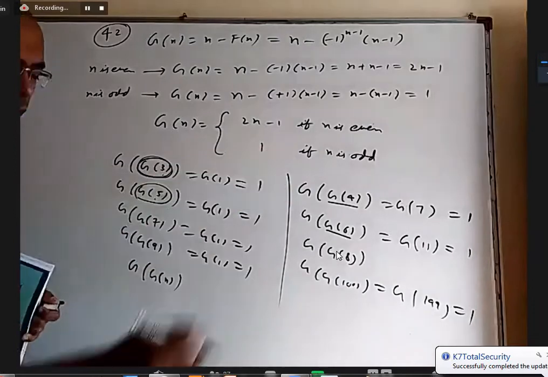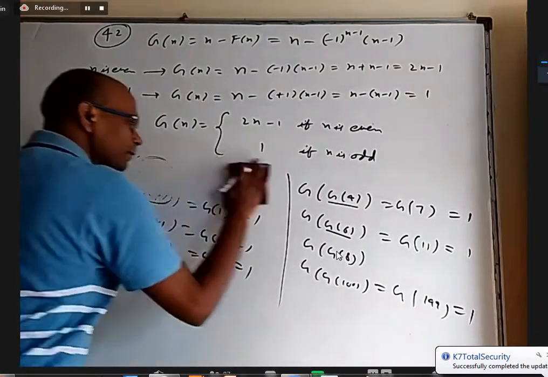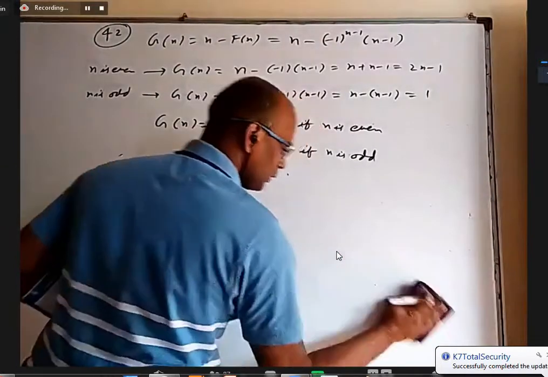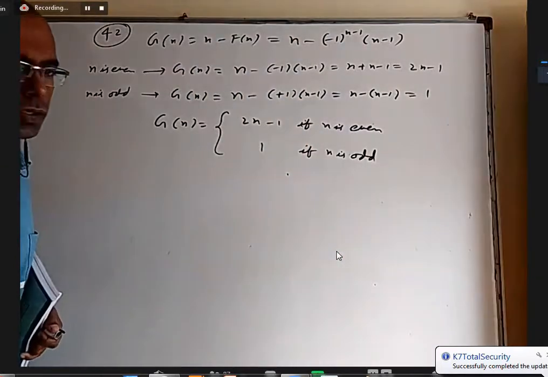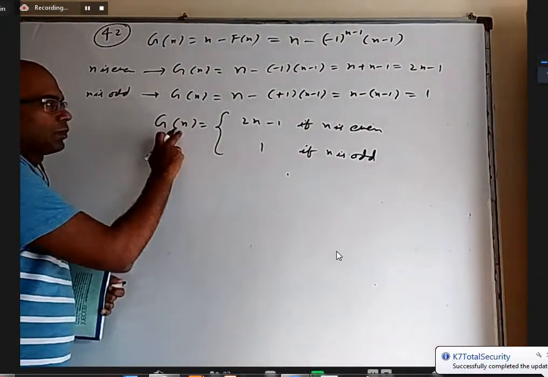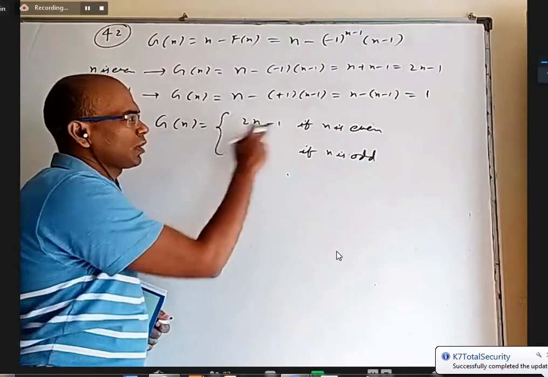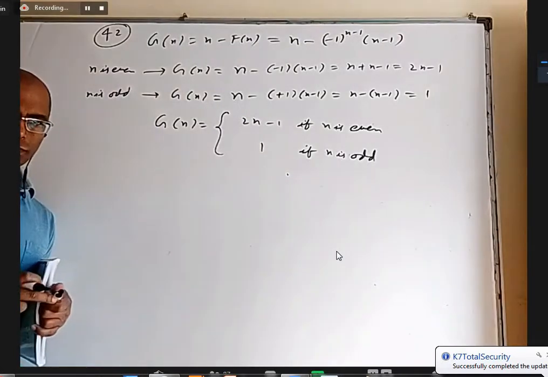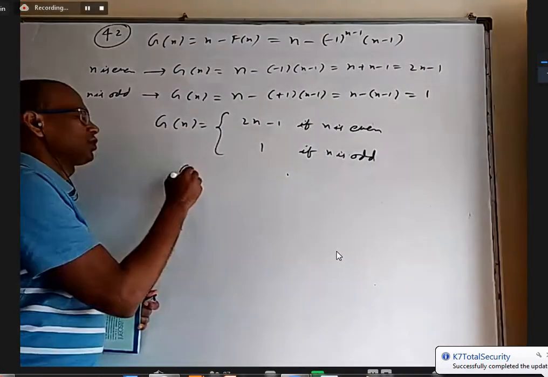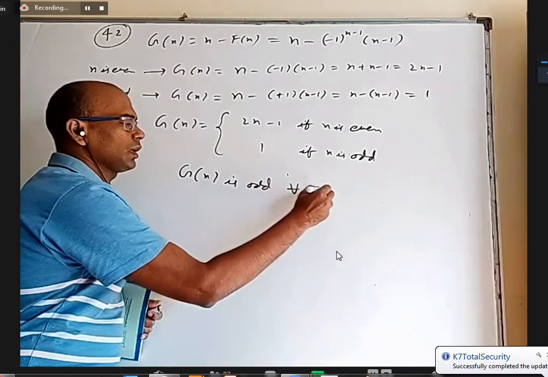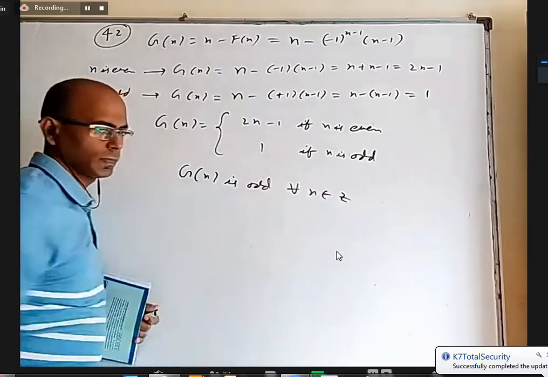Why? I don't need all these examples. N may be even or odd. Your input may be even or odd, but your output is always odd. 1 is an odd number. 2n minus 1, is it always an odd number? Yes, sir. So g of n is odd for all n belongs to Z or natural numbers.